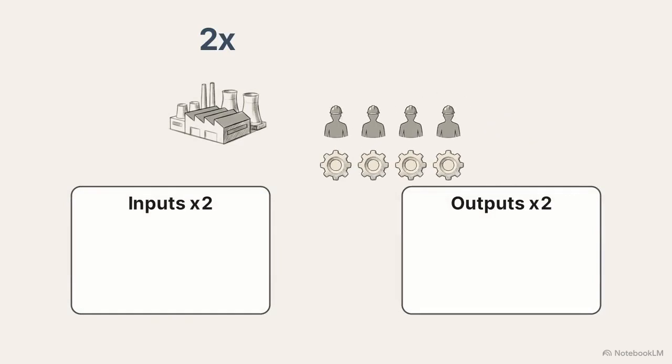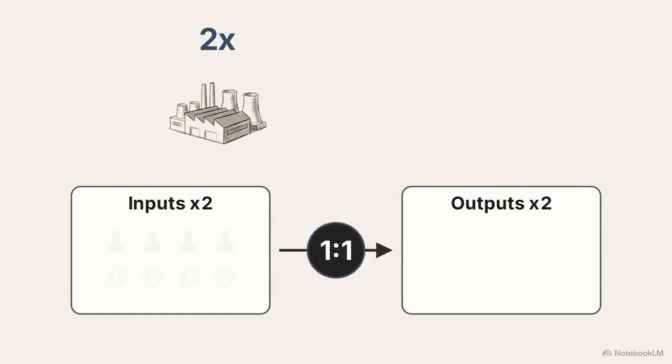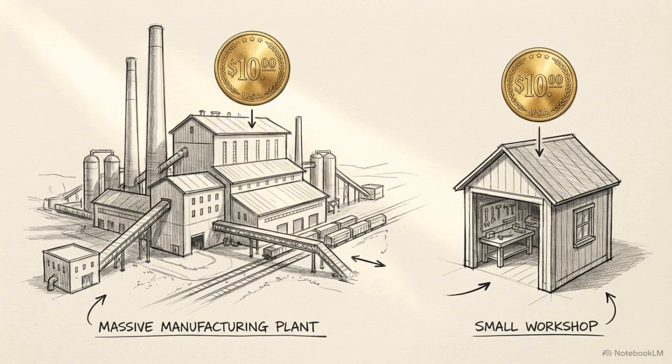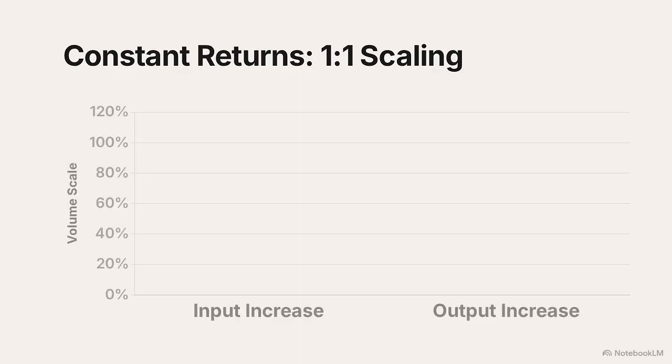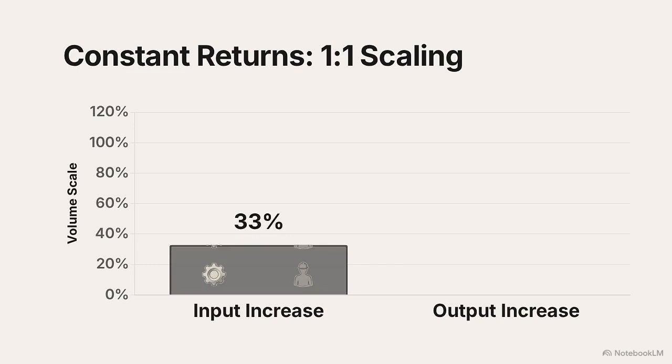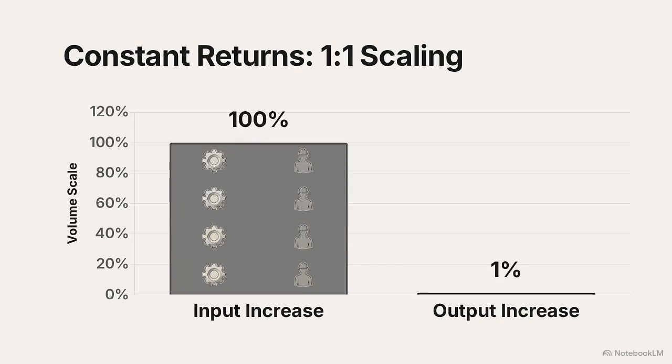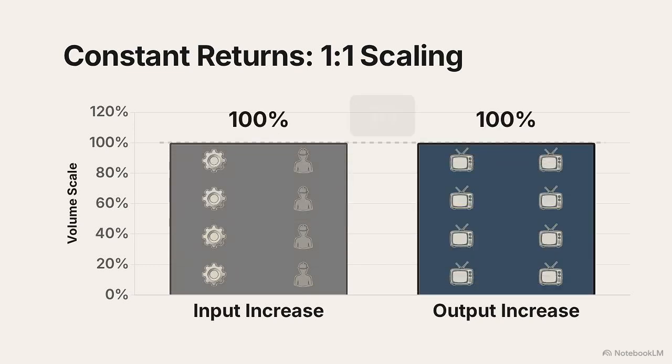Intuition suggests a simple one-to-one relationship. If you double the workers and double the machines, you should get exactly double the televisions. Under this logic, the cost to produce each individual unit remains constant, regardless of how large the operation grows. This baseline scenario is called constant returns to scale. It describes a production environment where a proportional increase in inputs leads to an identical proportional increase in output.